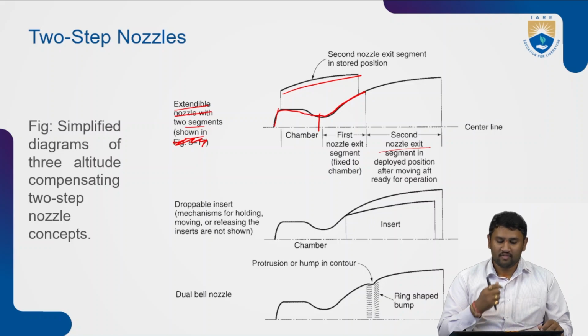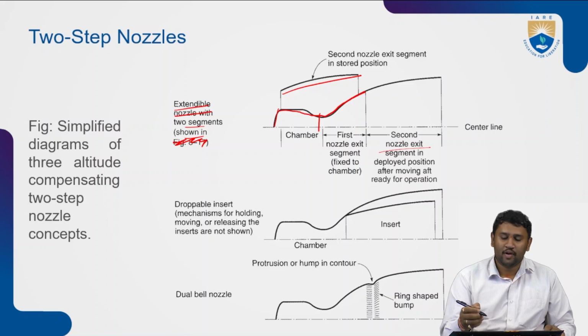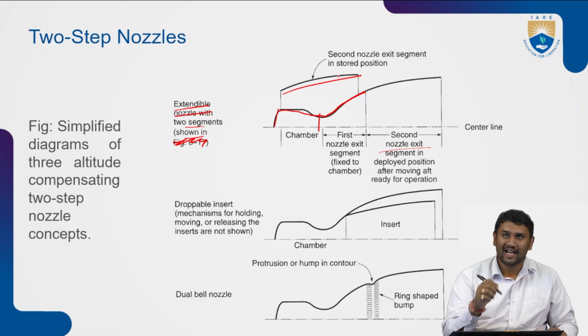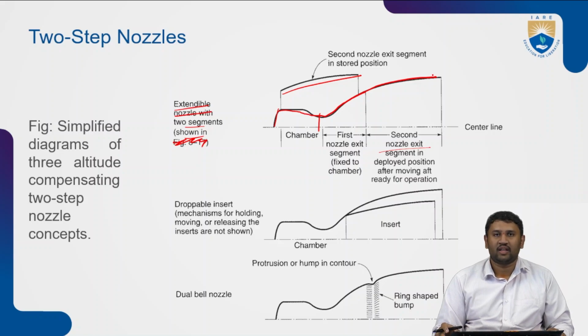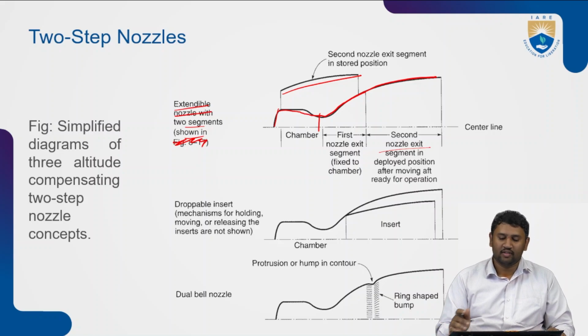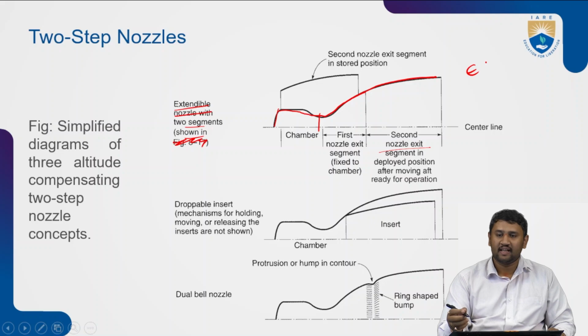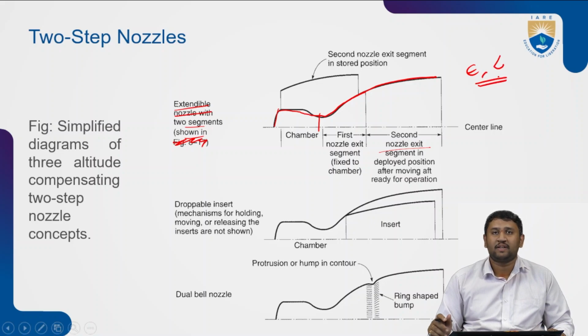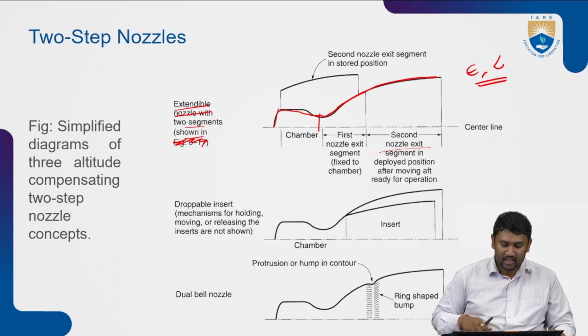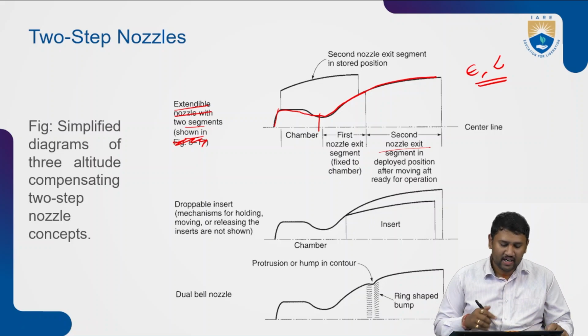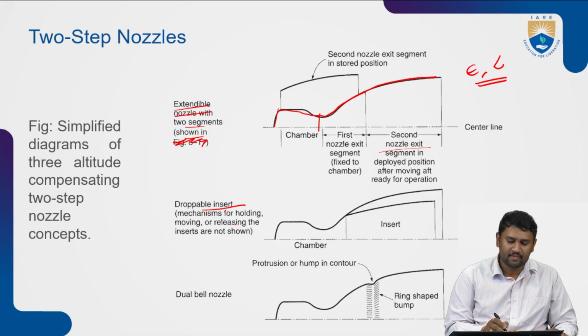Now, after it, what happens? It gets deployed, or certain mechanisms are employed to reposition the second nozzle at the end of my first nozzle to extend the length. Now, based on this extension, what happens? The area ratio, particularly epsilon, is being changed, as well as the length of the nozzle being extended. Now, coming to others is basically my droppable insert mechanisms.